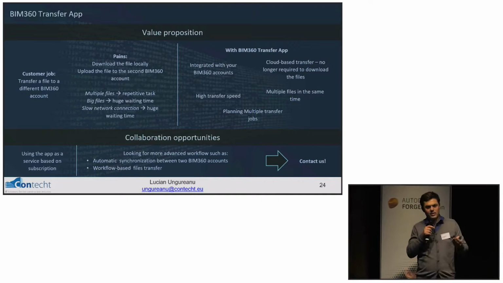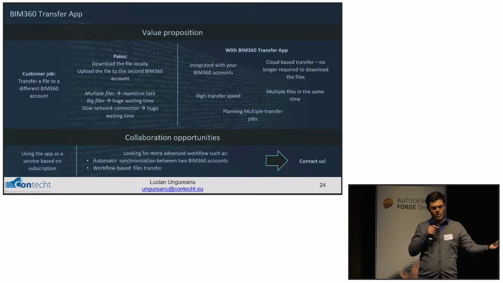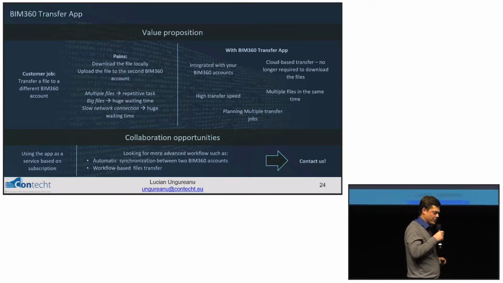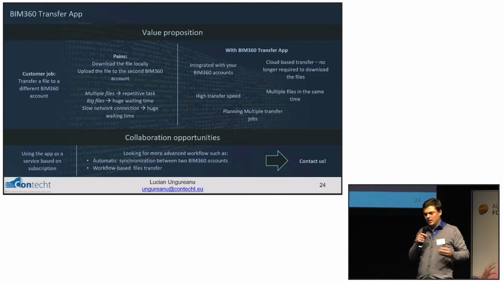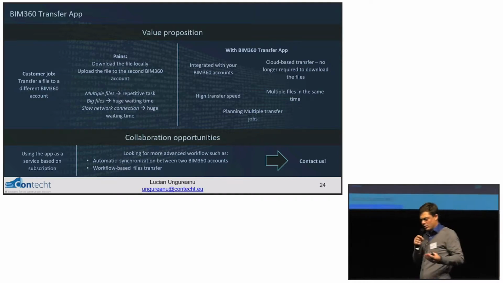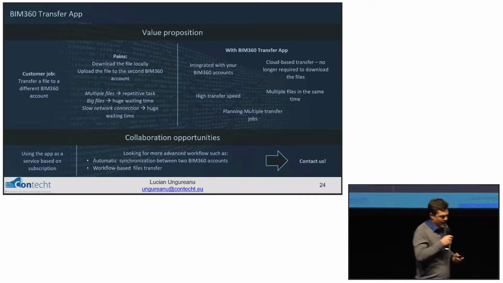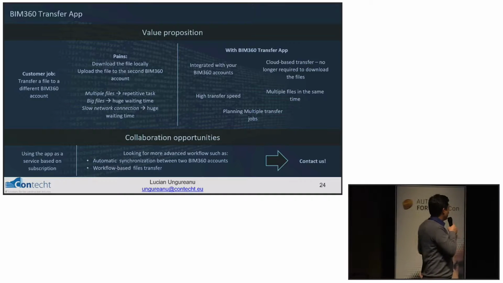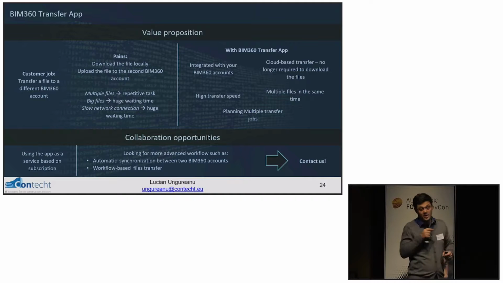Maybe they have their own account. They ask you to transfer files from your work-in-progress area, or to share some files with them for different purposes. And you have to move them to their account because you don't want to give them access to your account and so forth. So that's one of the pains: download the file locally, upload the file to the second BIM 360 account. That would be a normal workflow, right?